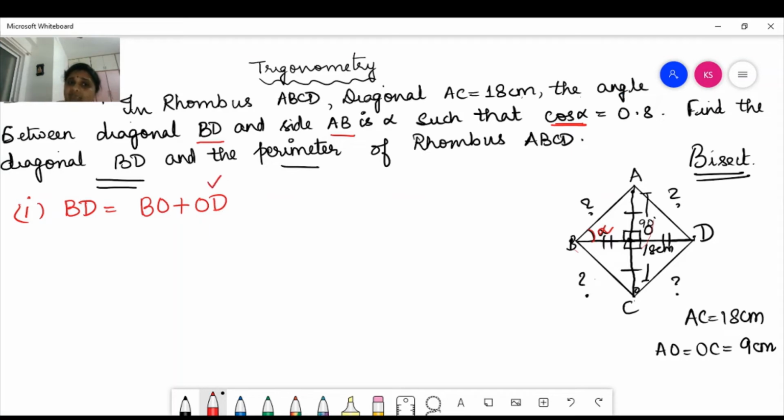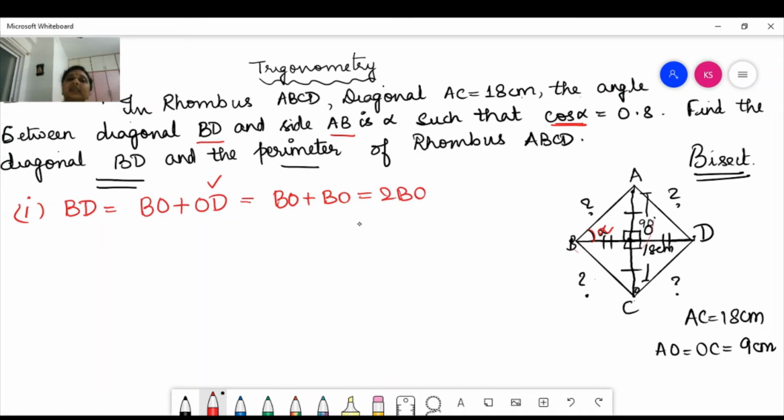Now, this OD again is not part of this triangle. So can we write OD in terms of BO? Of course, yes. Since BD is split into two equal parts, BO and OD will be equal. So I can write BD as BO plus another BO, because OD is also equal to BO. So BO plus BO, that is twice the measure of BO. Two times we are adding the same thing.